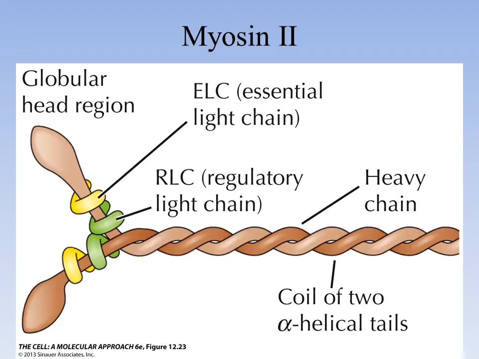Okay, so let's look at the structure of myosin. The myosin that's found in muscle cells is mainly myosin 2. There's another form of myosin I'll talk about later. Myosin 2 is basically a dimer. We're going to have a portion where you have two heavy chains. So we have two heavy chains here.